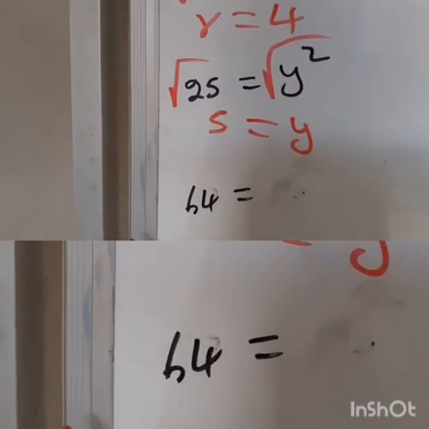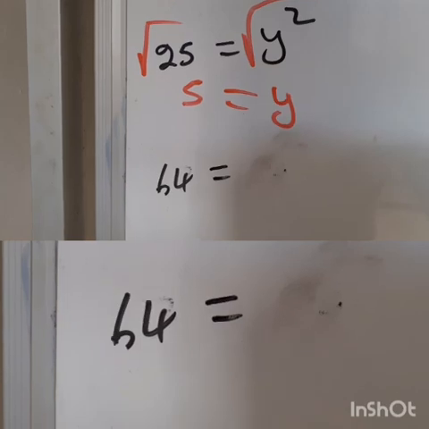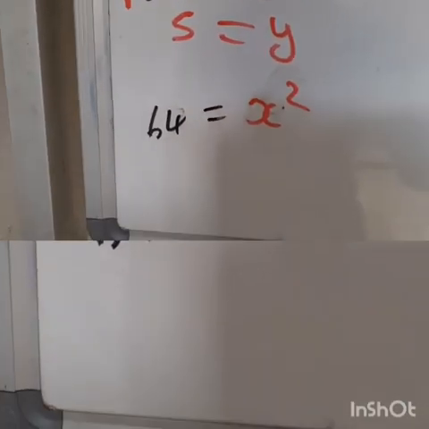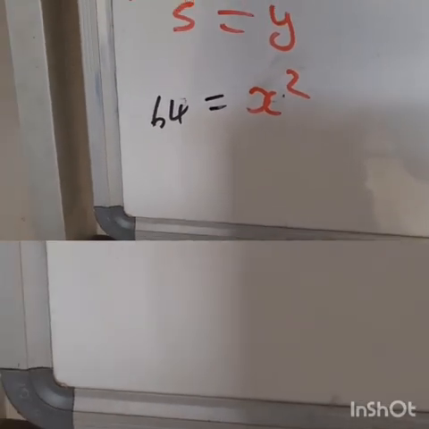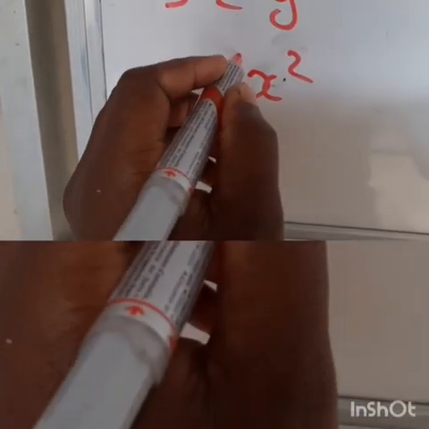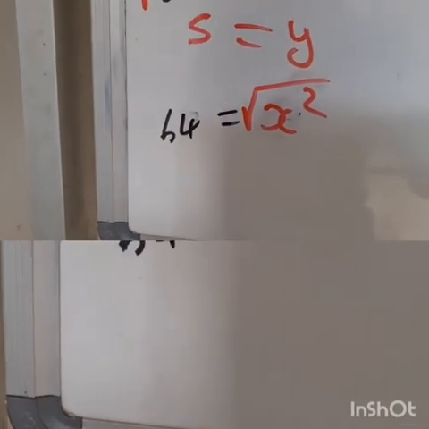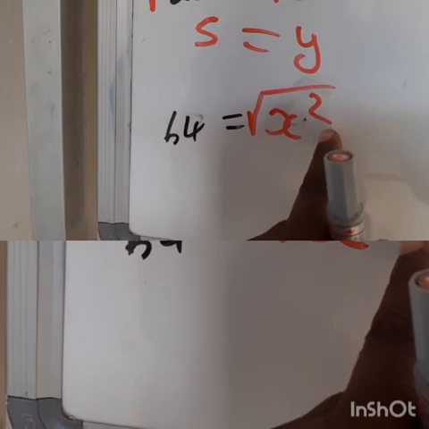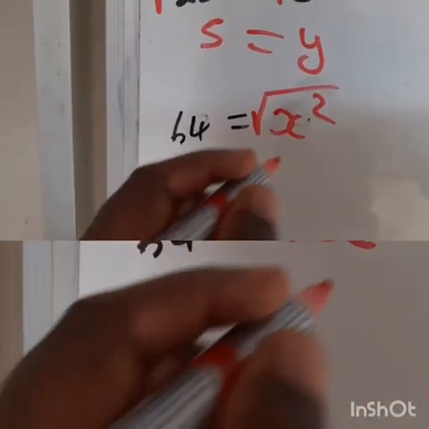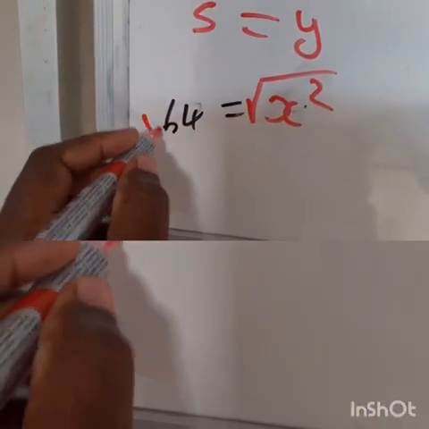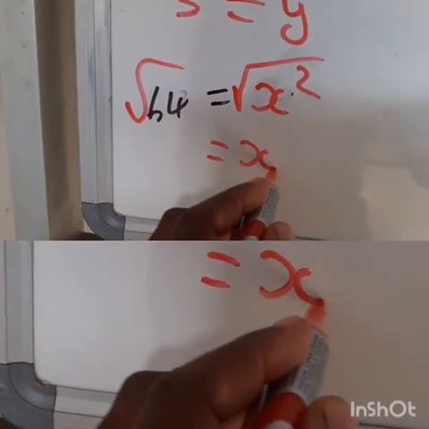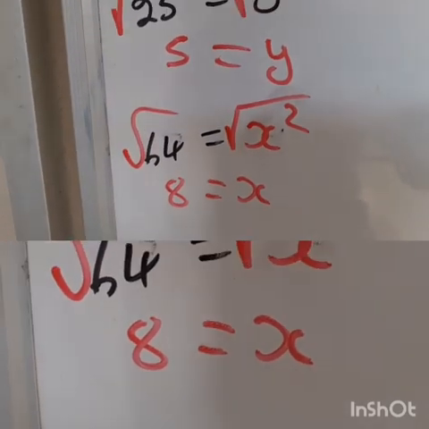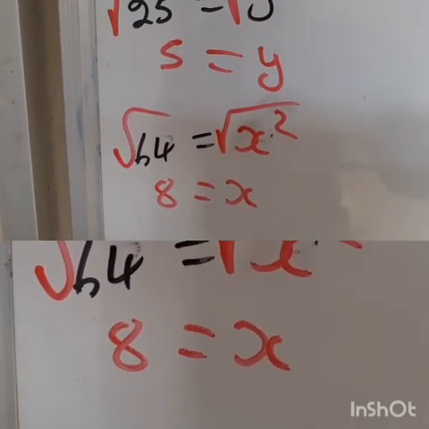Okay, and the last part would be 64 equals x squared. Remember, I'm supposed to start with the side where I want to cancel the square, the side where there is a square. You understand? Okay, in this case, I'll square root this side, I'll also square root this side, and I'll have my x. Then this would be an 8, I think. Okay, then that's how we remove the squares.